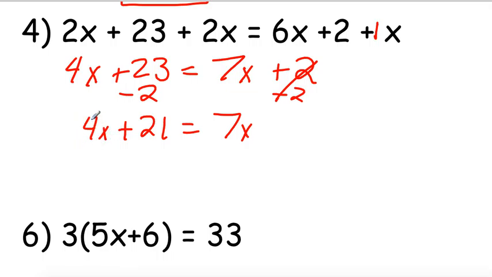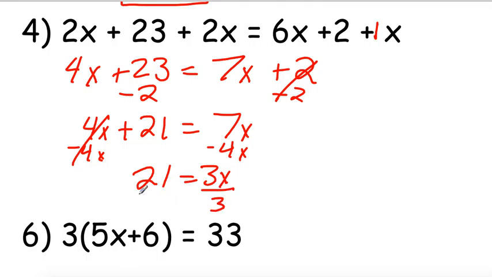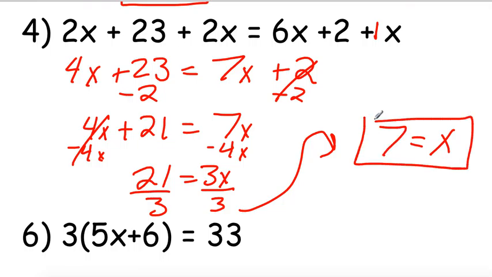Now I'm going to cancel out these 4x's on both sides, so I'll subtract by 4x and 4x over here. I'm going to have 21 equaling 3x. So what I want to do from here is divide by 3 on both sides. And I'm going to see that now 3x divided by 3 is going to give me x. 21 divided by 3 gives me 7. So x equals 7.